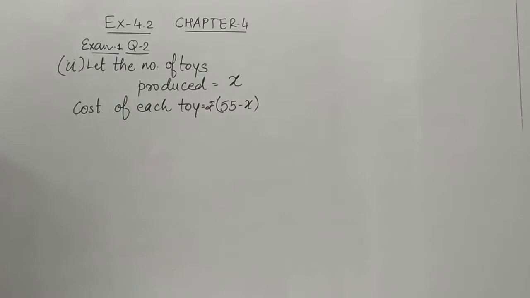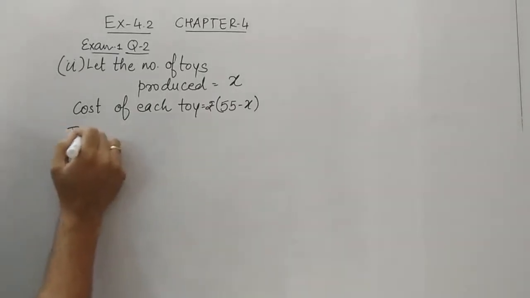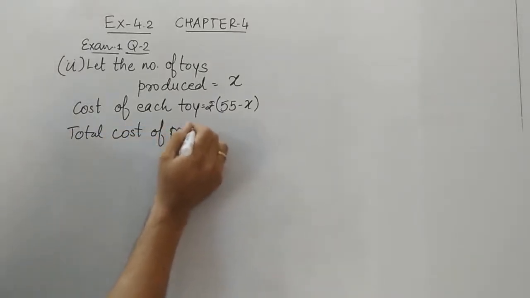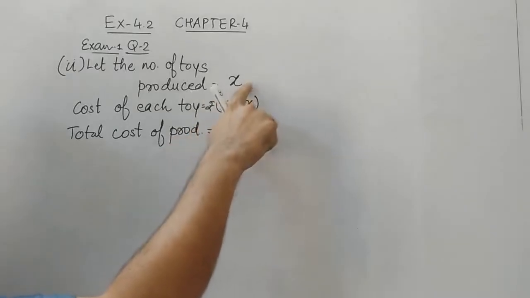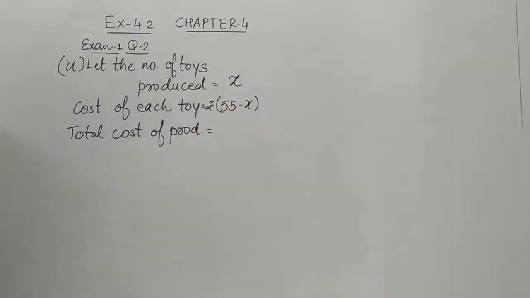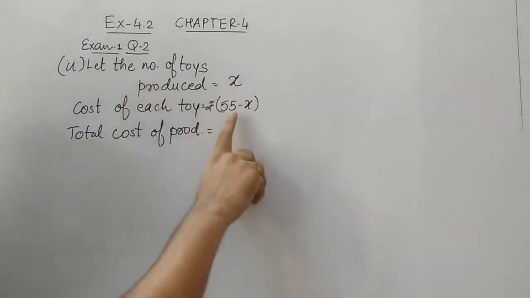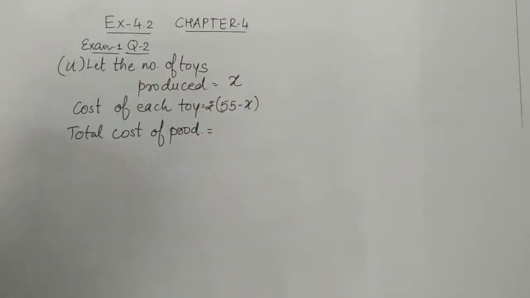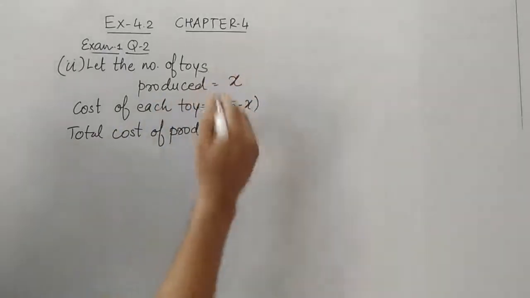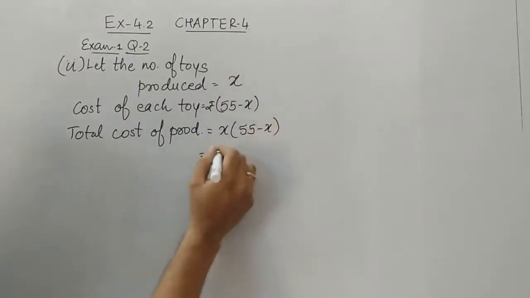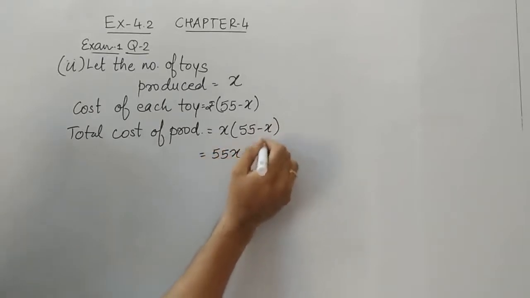Now it is given the total cost of production. How will we get it? Let us see this. X toys are produced and the cost of each toy is this. So when we do the product of this, you understand students, suppose the price of one toy is 10 rupees and in total we made 10 toys, then what will be the total cost? 10 into 10. So the total cost produced must be the product of these two, that means the number of toys produced and the cost of each toy. So that is 55x minus x square.